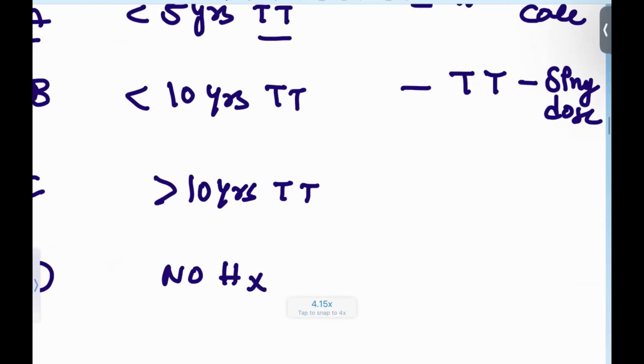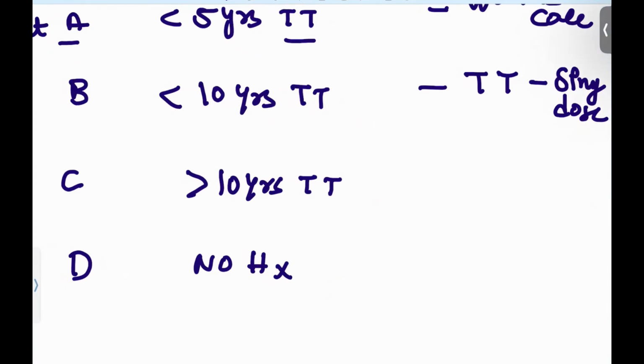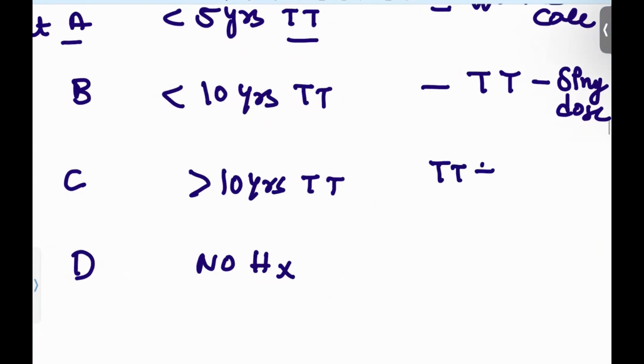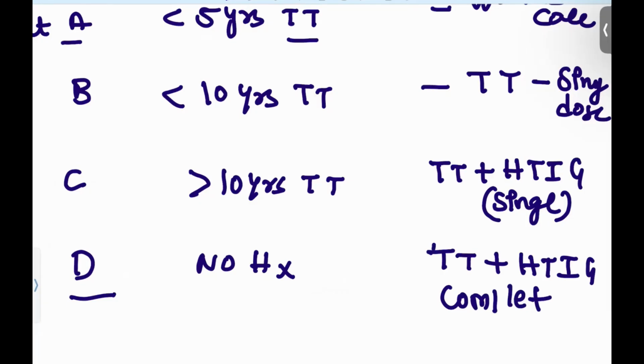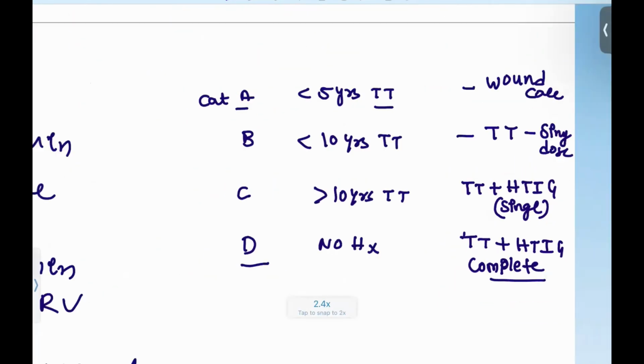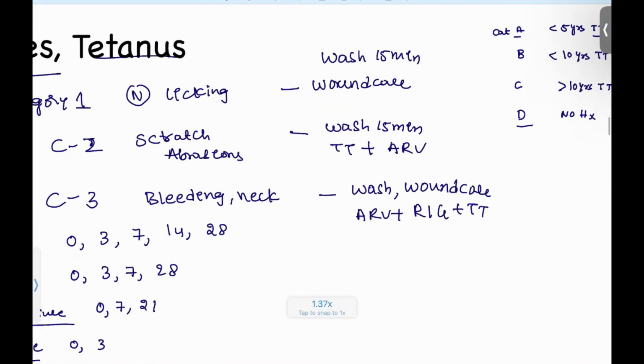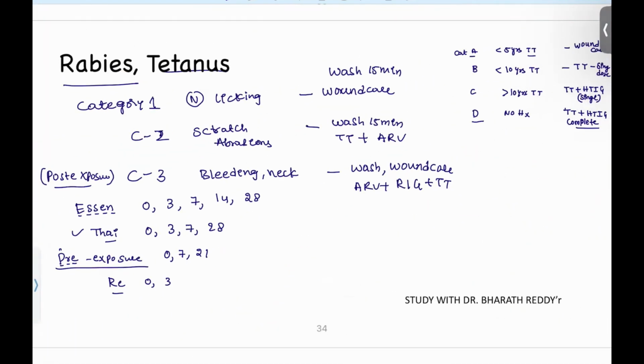For category C patients, you give not only the TT injection but, along with that, the human tetanus immunoglobulin. This is also given as a single dose. And for category D patients, where you don't know, you have to give the TT injection and human tetanus immunoglobulin, and they have to be given as a complete course. Not only a single dose, they have to get the complete course of those injections. So this is the tetanus prophylaxis. This table can also be asked in the examination.